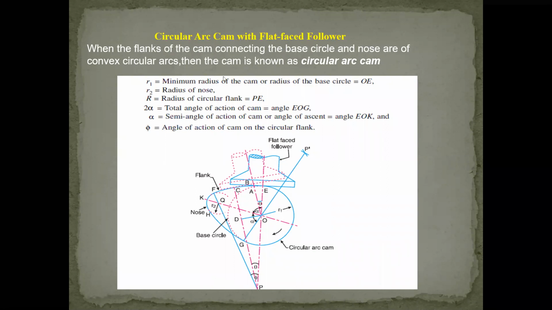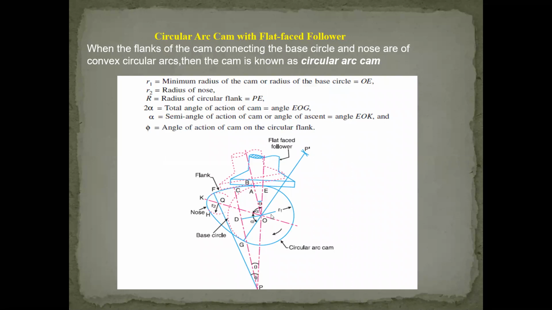Circular arc cam. Just observe the diagram. In the earlier case, what were the flanks? The flanks were straight, but in this case, the flanks are convex circular arcs. So that is the circular arc cam. And what type of follower is here? A flat faced follower is placed here. Just place the flat faced follower.